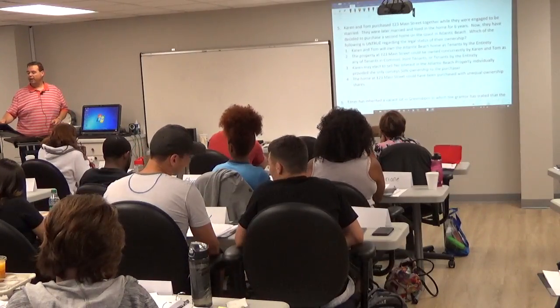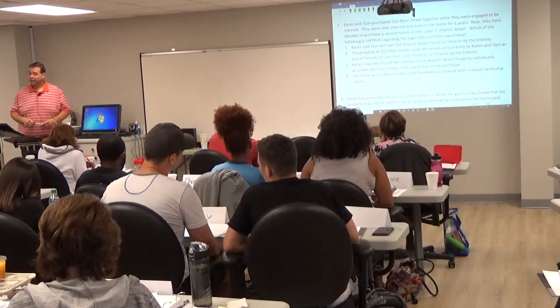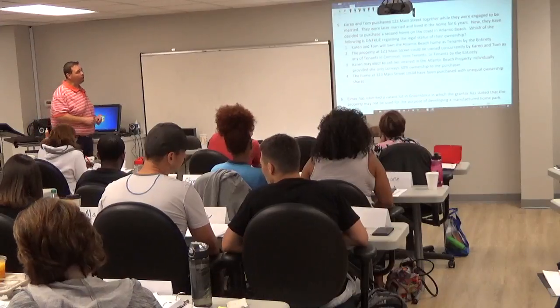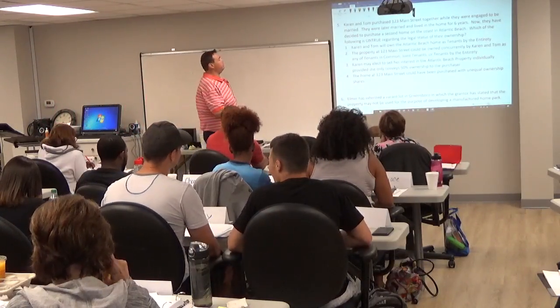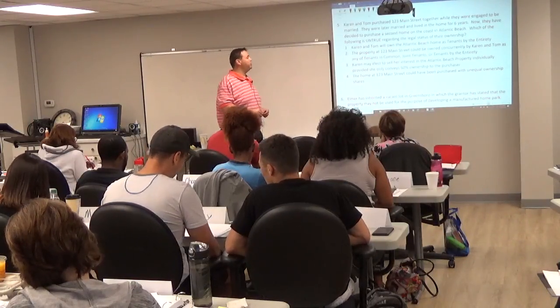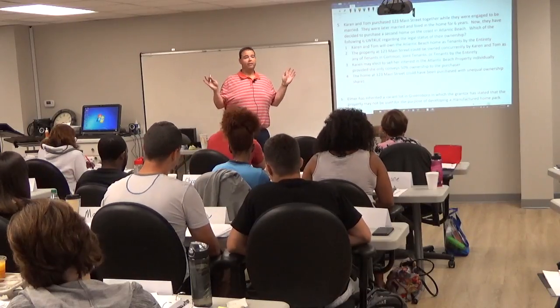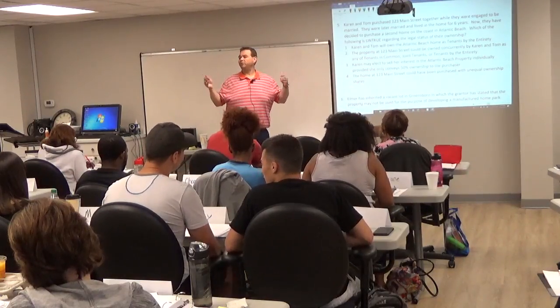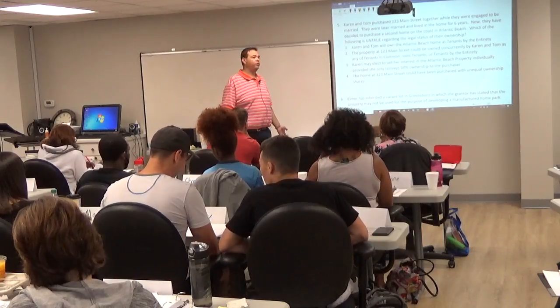All right, number 5. Karen and Tom purchased 123 Main Street together while they were engaged to be married. They were later married and lived in the home for 6 years. Now they've decided to purchase a second home on the coast in Atlantic Beach. Which of the following is untrue regarding the legal status of their ownership? That word untrue I'm going to ignore. I can't answer untrue. I'm just going to answer each one as true or false, and then I'm going to choose the one that's different. Does that make sense for everybody?